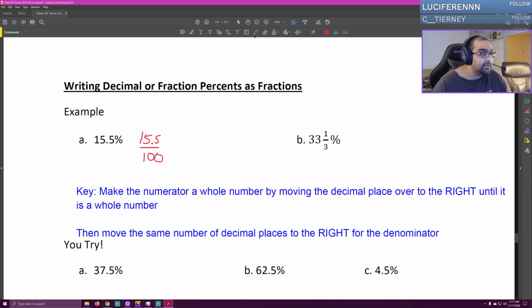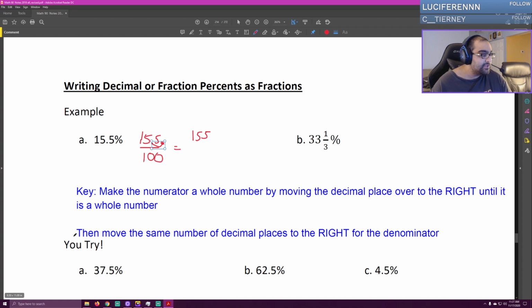Now you're probably saying, well, whoa, what do you mean by that? I'm here stuck with 15.5. I don't want to keep that as a decimal. That's not fun. So instead, I'm going to move this decimal point to the right one decimal place. That way, on the numerator here, I'm going to get 155.